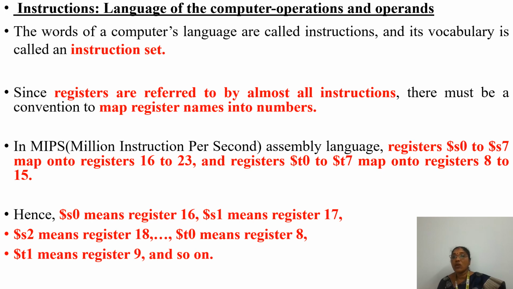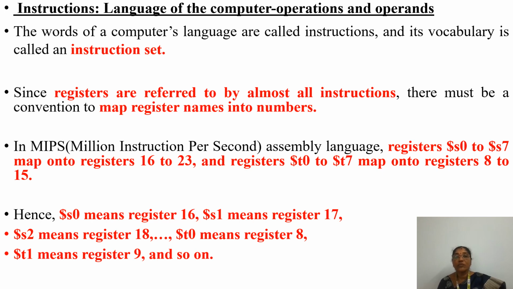That is $S0 to $S7, referred to as the general purpose registers, and they are assigned the numbers from 16 to 23, whereas $T0 to $T7 are referred to as the temporary registers, and they are assigned the numbers from 8 to 15. Hence, if it is $S0, it is mapped onto the number 16.